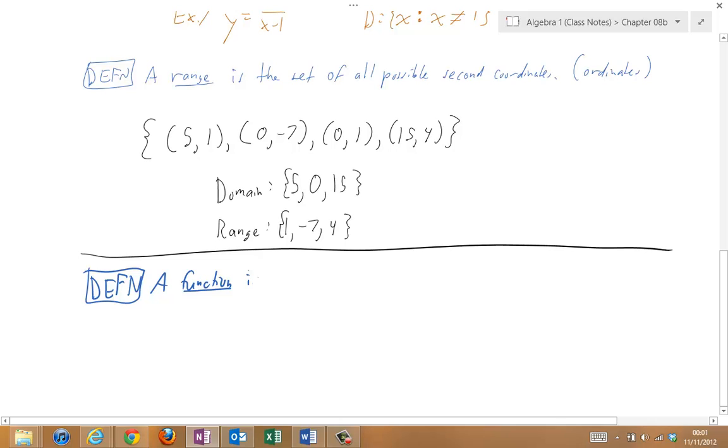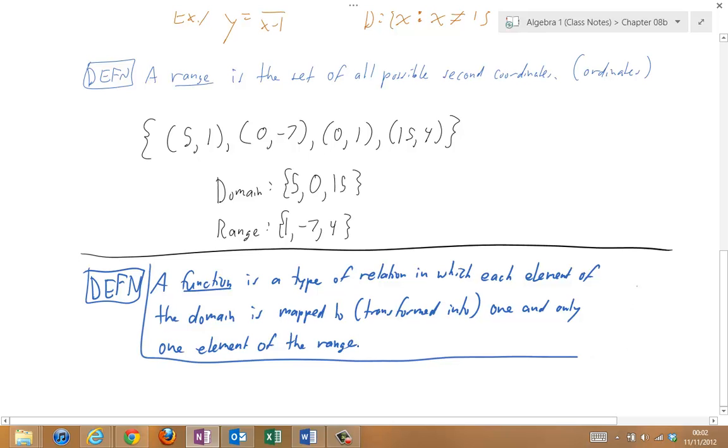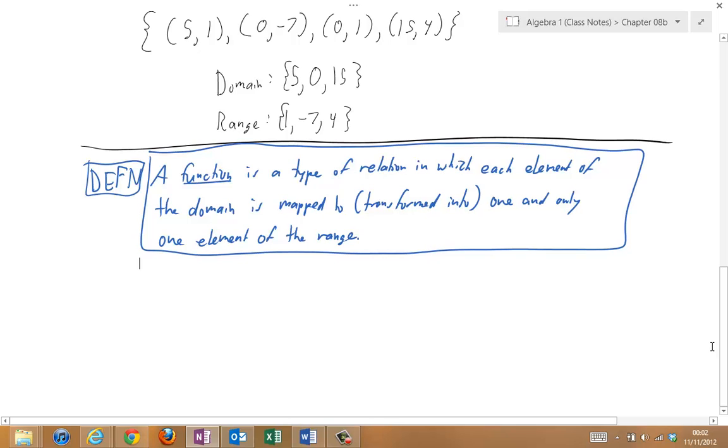A function is a type of relation, a special type of relation, in which each element of the domain, all possible x's, is mapped to, or I could say transformed into, which is a little bit more visual, or even paired with, one and only one element of the range. That is a function.